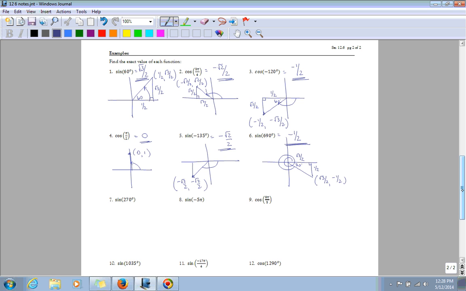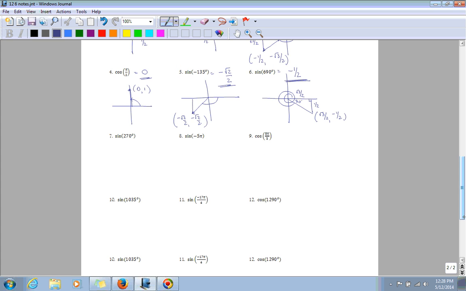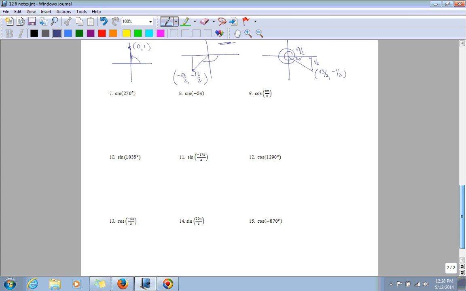Okay, I would suggest you try the rest of these on your own, and then you can check with a friend to see if you're coming up with the same answers, or you can hit pause right now, and then I will just write the answers. So hit pause, do all of them, and then play again and check your answers.